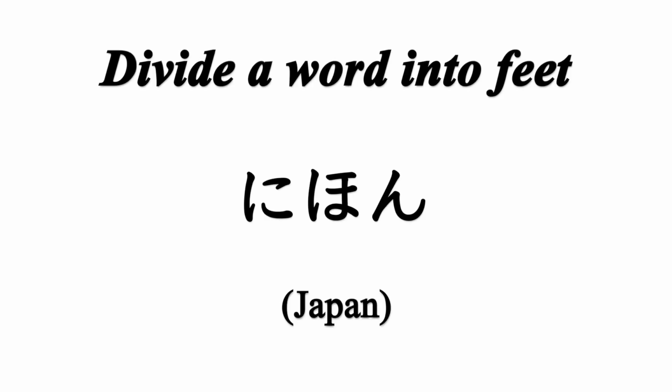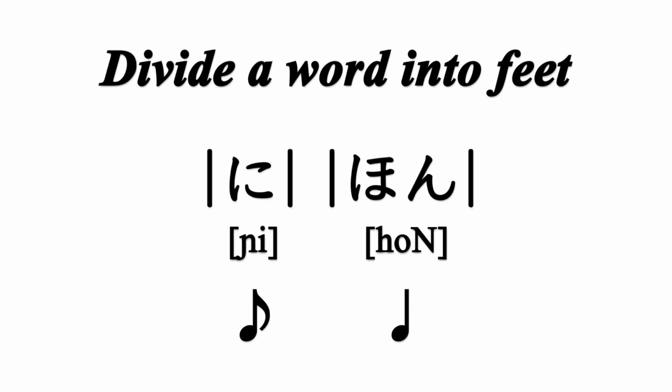Let's do a quiz again. How do you divide this word into feet? It's like this. Since ho is followed by n, you put them into a pair first, and you pronounce ni half as long as hon. 日本、日本.